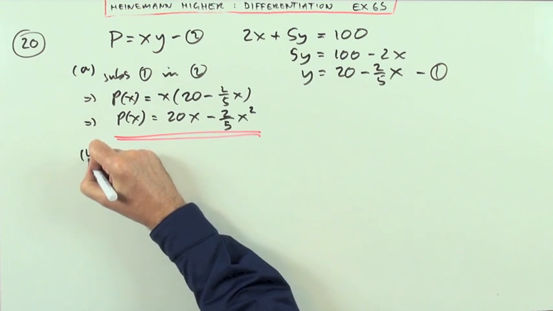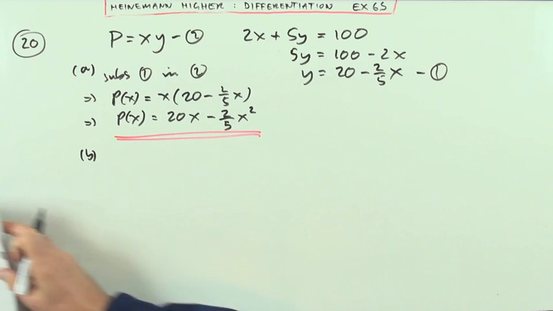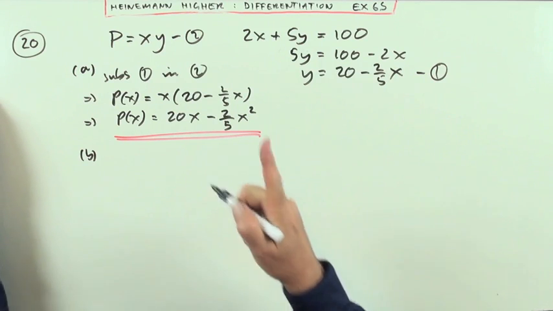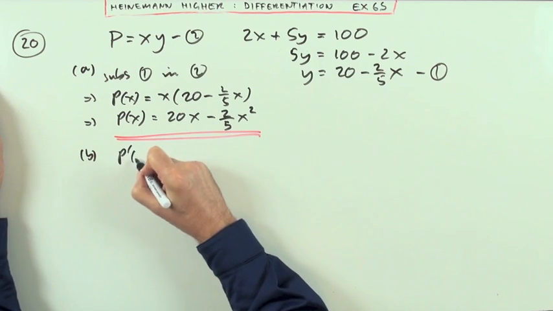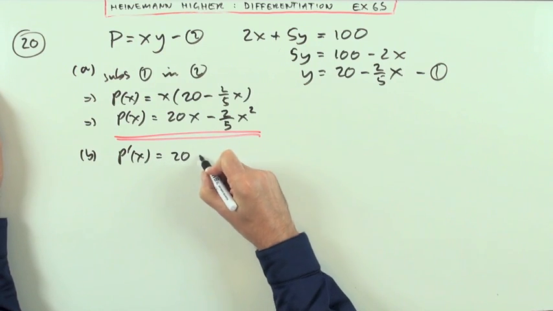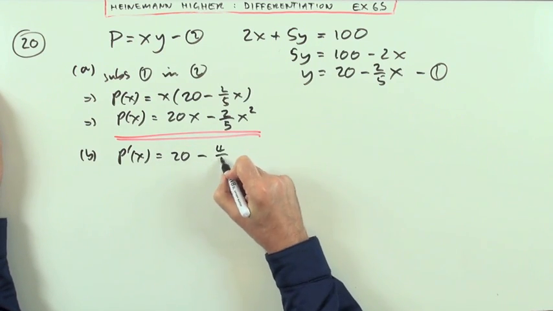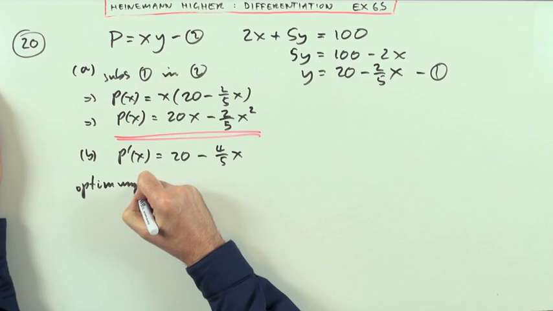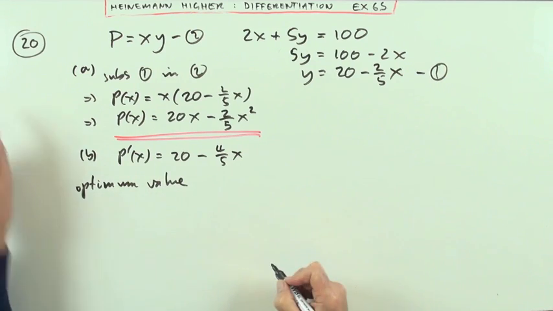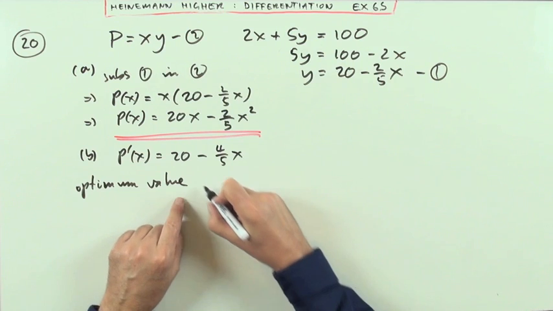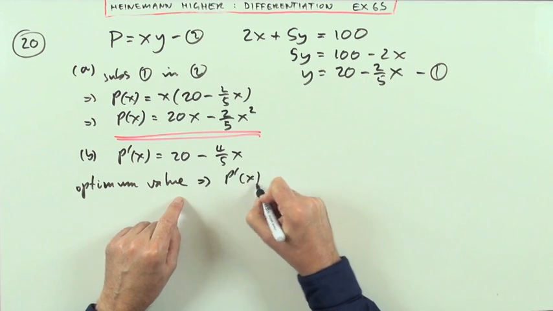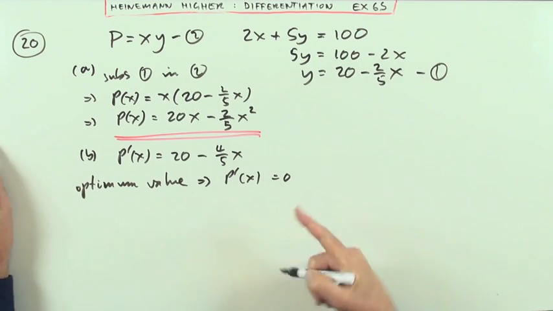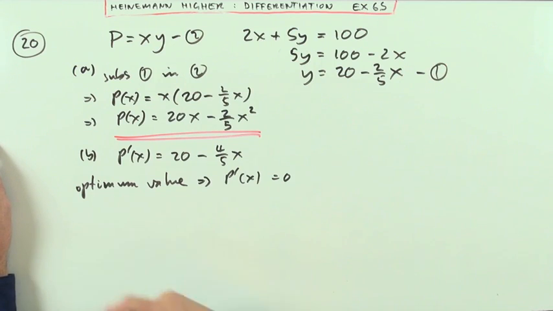Part B says along the lines of find the maximum value of p. Well, it's an optimum value, so I'm going to differentiate it. So p dash x is going to be 20 minus 2 times 2/5, 4/5 of x. And I'll get an optimum value here if that derivative is ever equal to 0. Because if it isn't, it'll just keep going on forever. So it must take a turn to get an optimum.